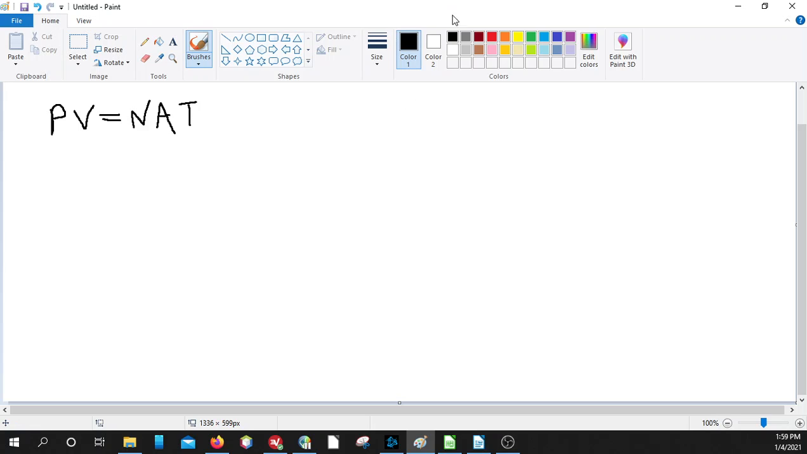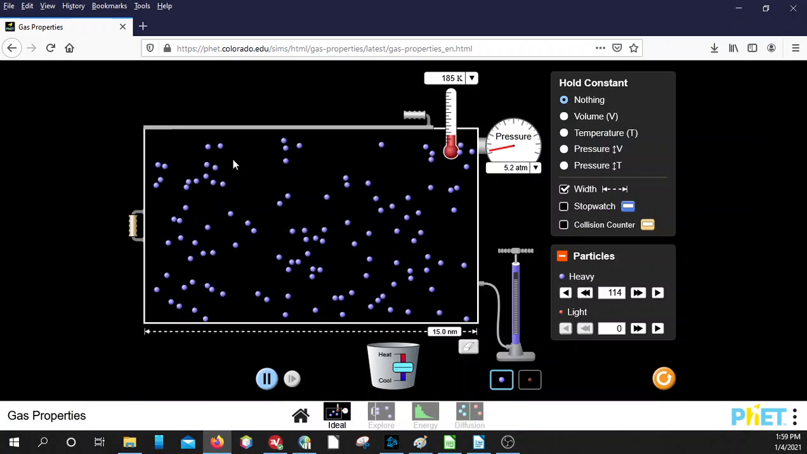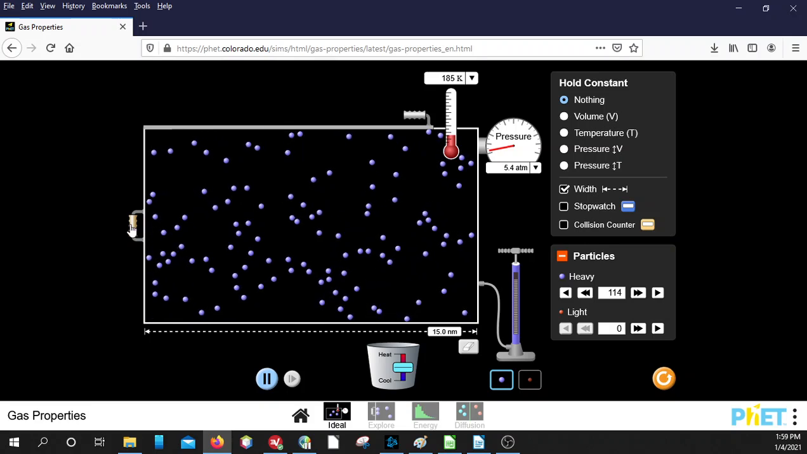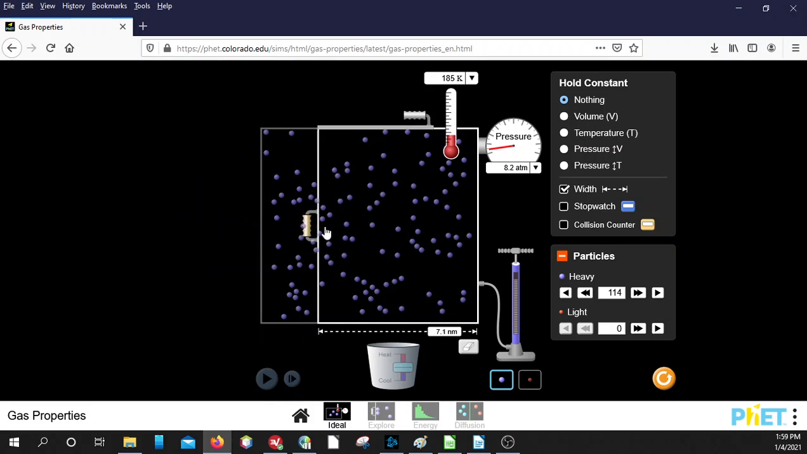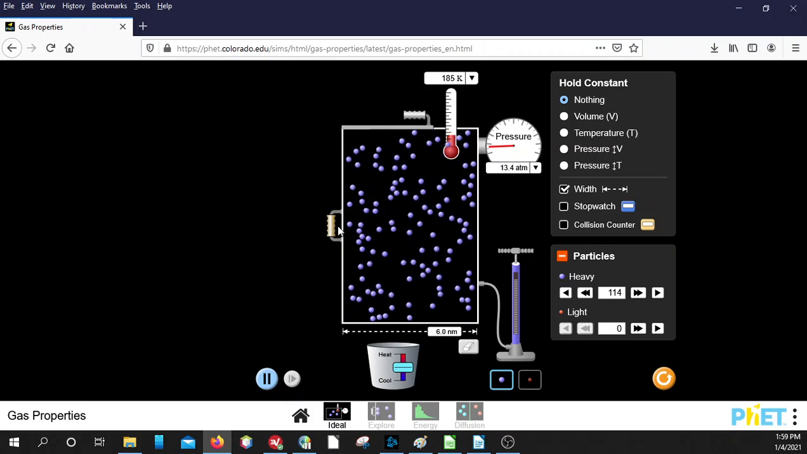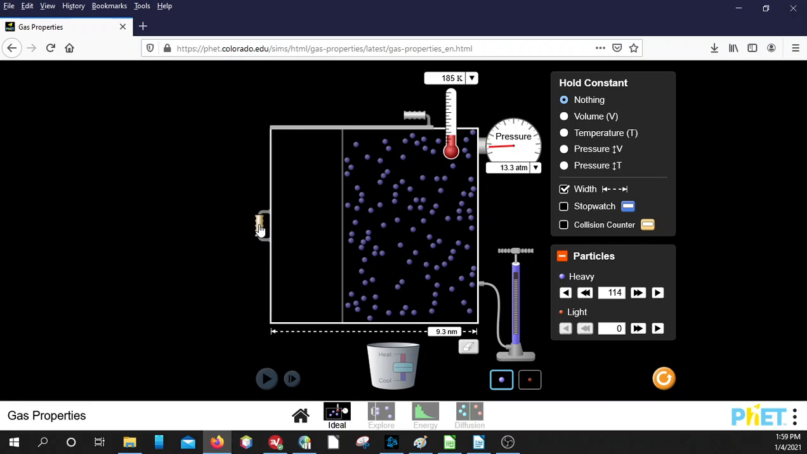I want to make one more change here. Let's go back to our simulation. And we can change the width of the container, but not its height. We're not even told what the height is. I think it's 10, but I don't know for sure.